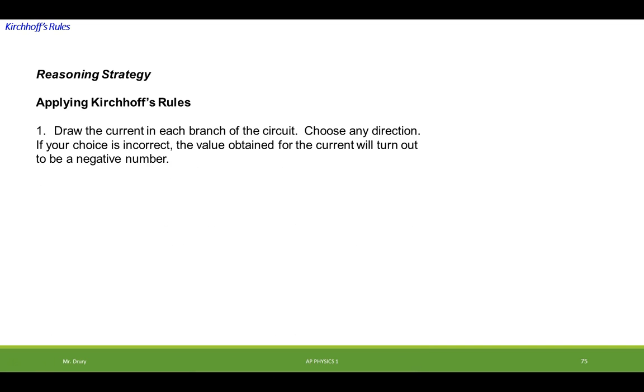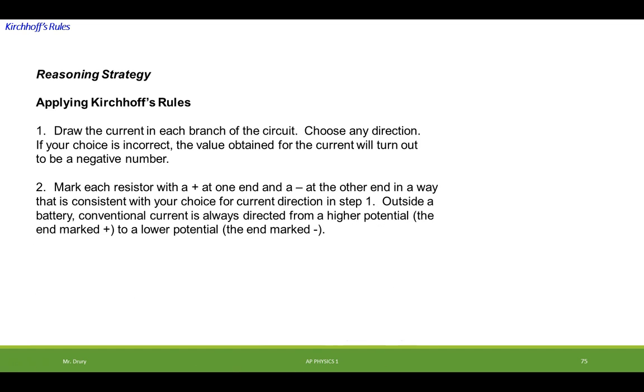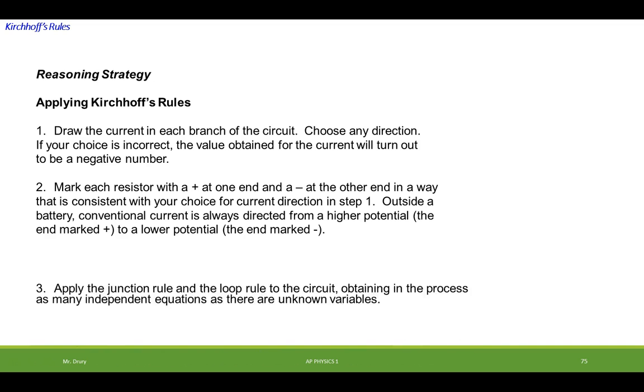So how do you actually solve Kirchhoff's rules problems? There's a strategy that you should follow. You should draw the current in each branch of the circuit. Choose any direction. If your choice is incorrect, the value obtained for the current will turn out to be a negative number, indicating that you chose the wrong direction. Mark each resistor with a positive at one end and a negative at the other end, in a way that's consistent with what you chose for current. Outside a battery, the conventional current is always directed from the higher potential, mark that part positive, to the lower potential, mark that negative.